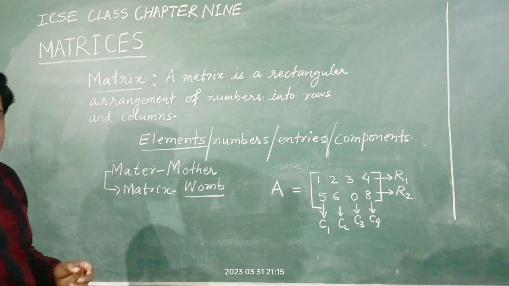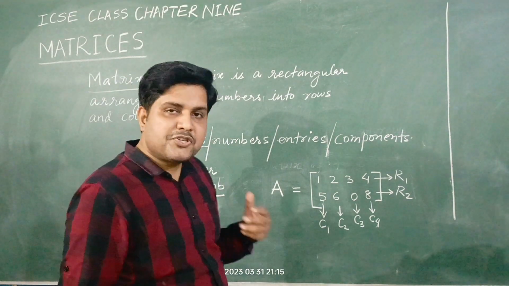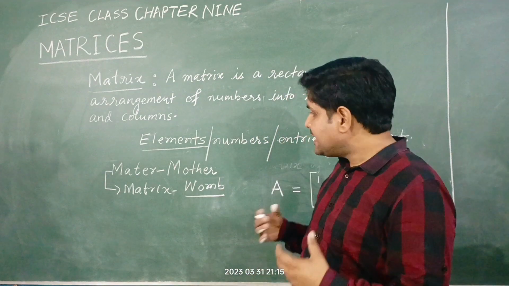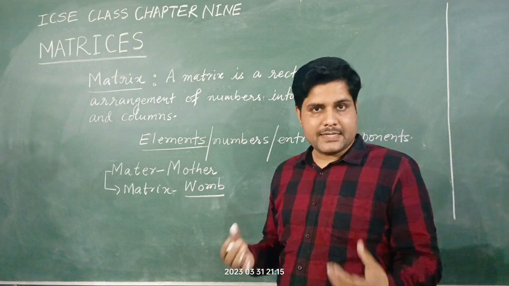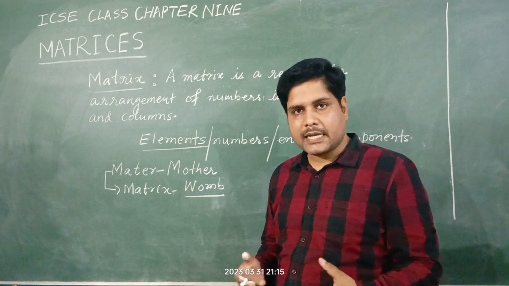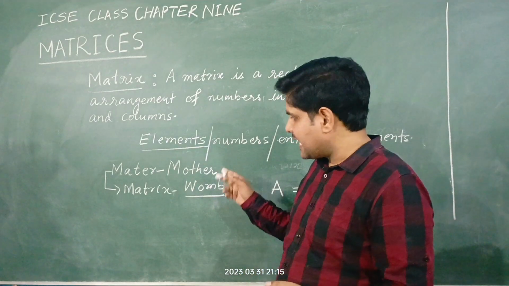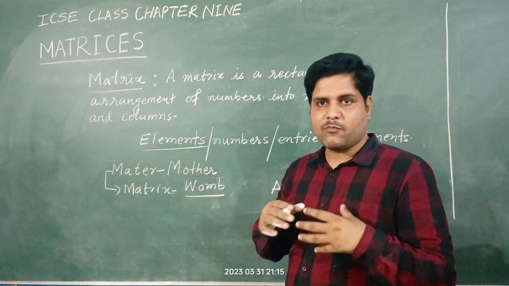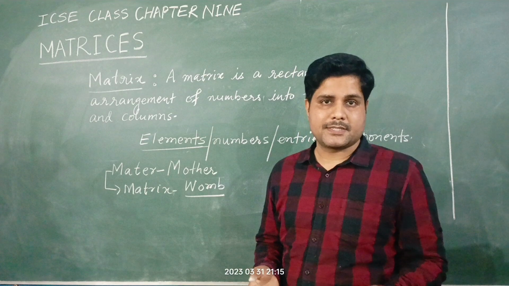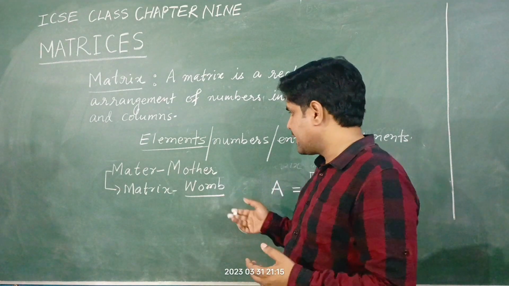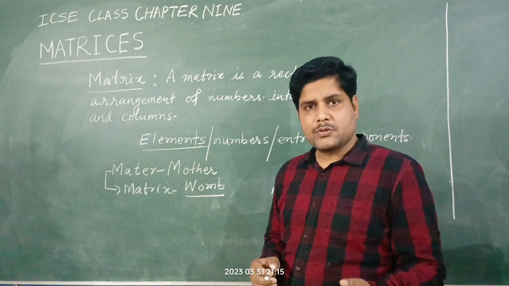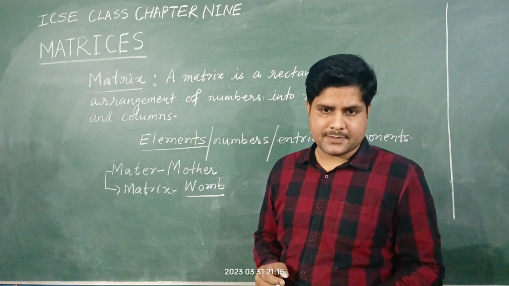And likewise, many children can come from one womb. Likewise, many types of determinants can come from a matrix. This is something that you will study in higher classes. But for now, I can only tell you that from one matrix we can have multiple determinants. This has application in almost every field of science and mathematics, including geography and physics.